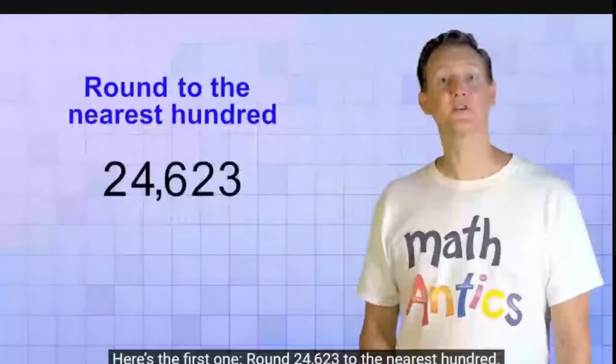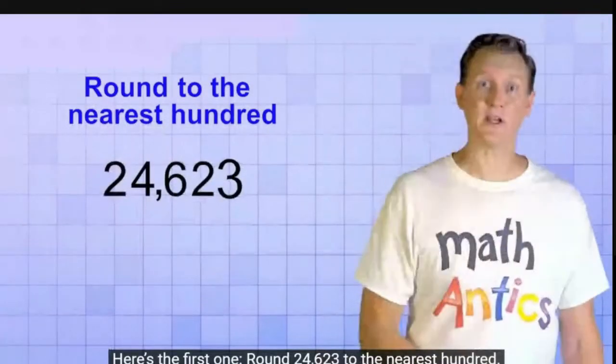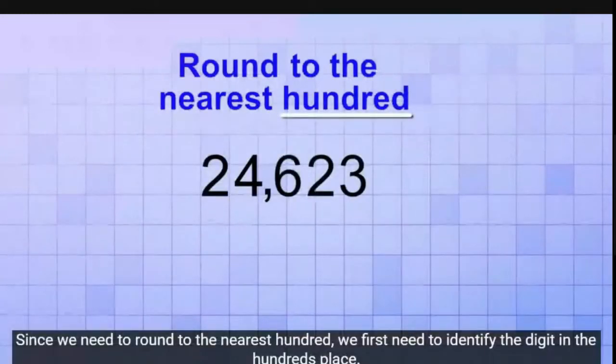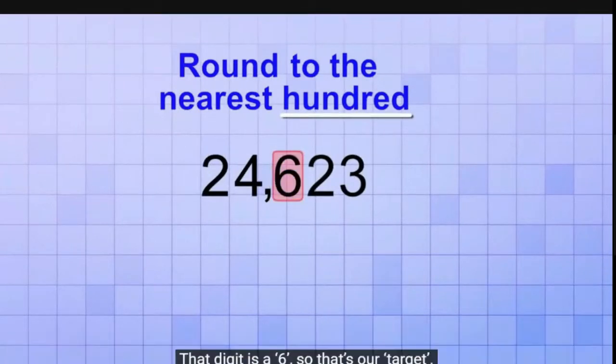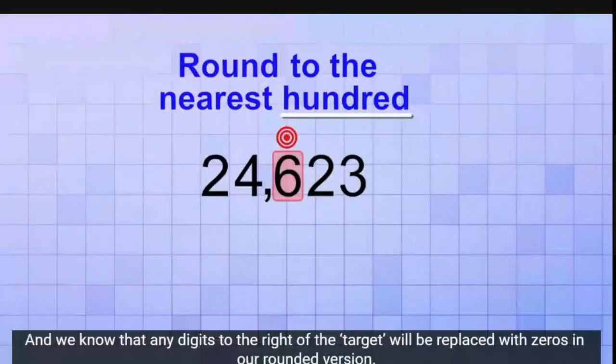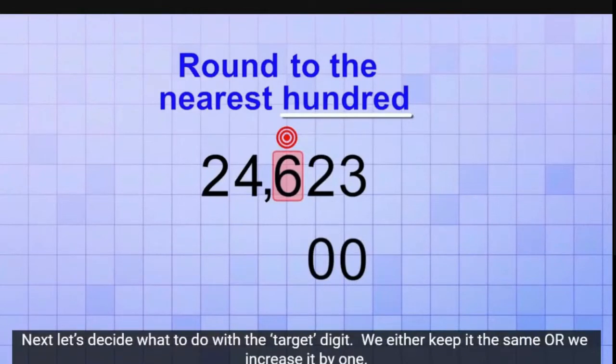Okay, so now that you know the basic procedure for rounding numbers, let's try a few specific examples. Here's the first one. Round 24,623 to the nearest hundred. Since we need to round to the nearest hundred, we first need to identify the digit in the hundreds place. That digit is a 6, so that's our target. And we know that any digits to the right of the target will be replaced with zeros in our rounded version.